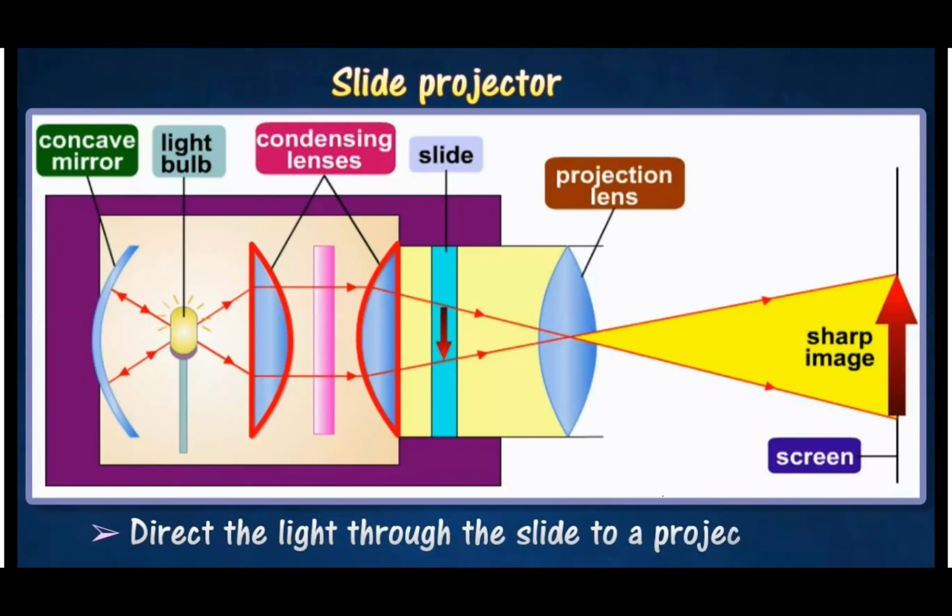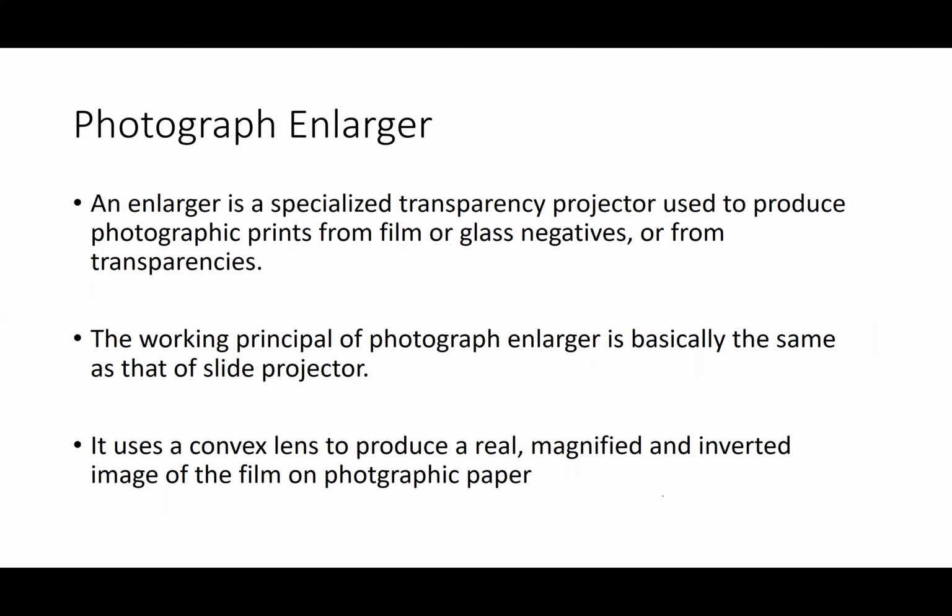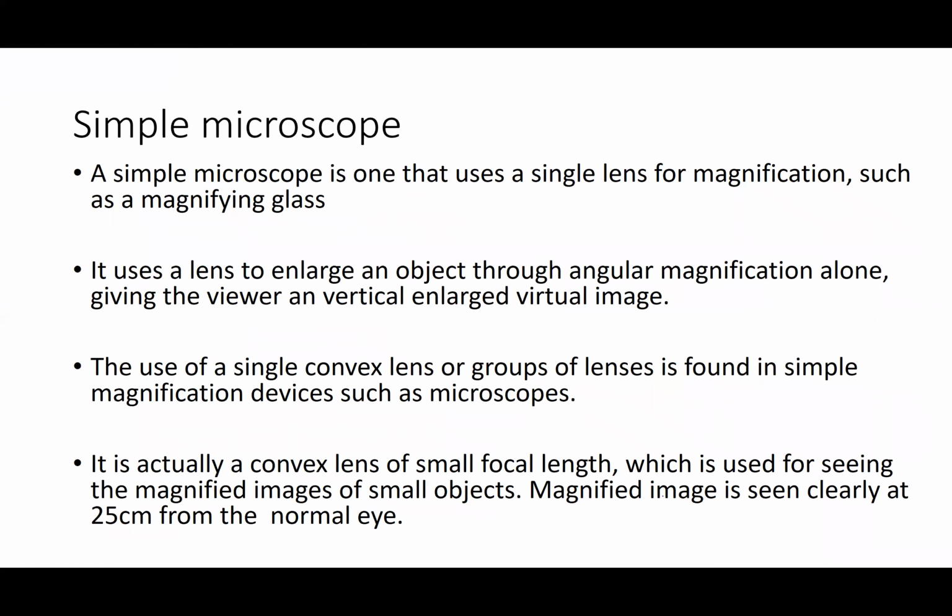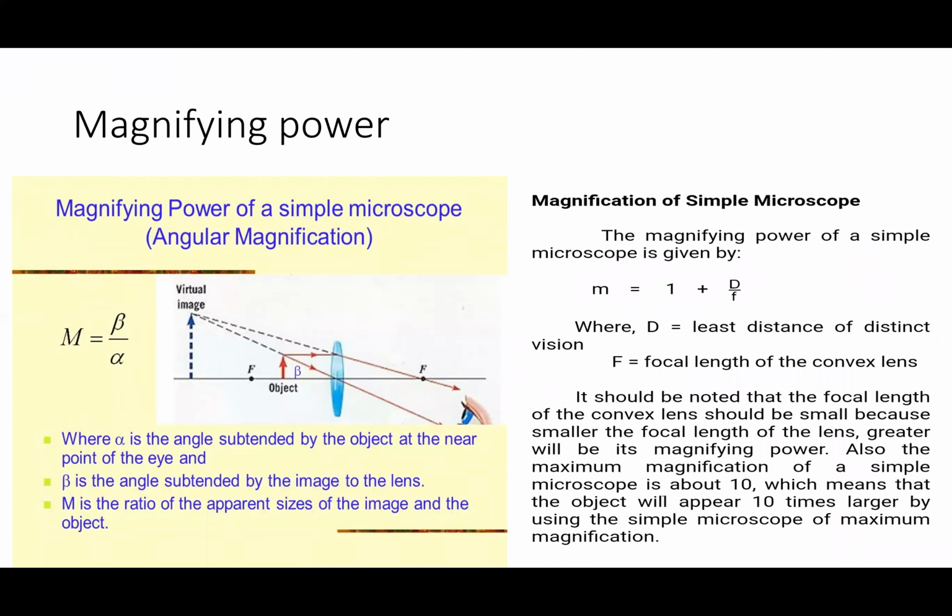Slide projector: a combination of lenses used to obtain an image from a slide. Photograph enlarger: increases the size of the image. Simple microscope: to view objects clearly. Magnifying power.